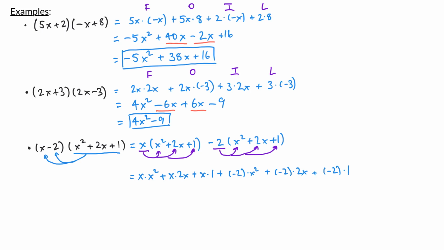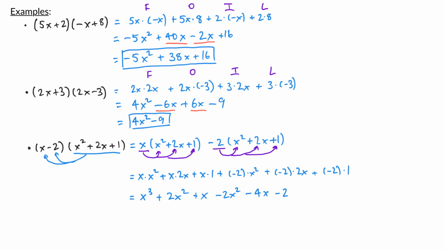So let's simplify this product. X times x squared gives me 3 factors of x, so I'll have x cubed. Then x times 2x would be 2x squared. X times 1 would just be plus x. Next, we have negative 2 times x squared, so that's negative 2x squared. Negative 2 times 2x gives me minus 4x. And then lastly, negative 2 times 1 gives me negative 2.